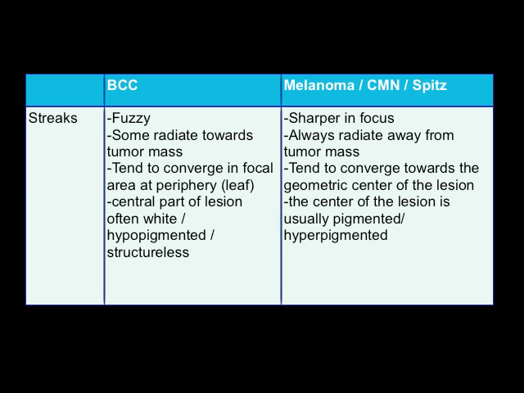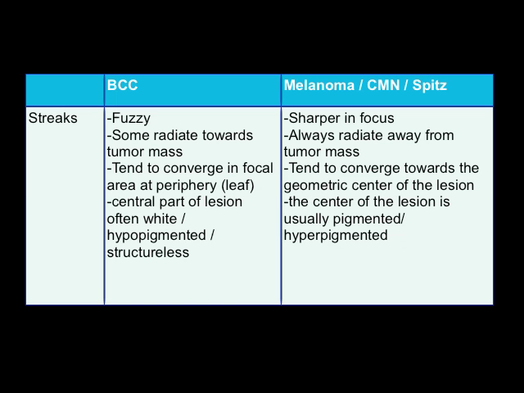In basal cell carcinoma, the streaks tend to be fuzzy and out of focus. Some of them will radiate towards the tumor mass. They tend to converge towards a focal area at the periphery, creating the so-called leaf-like structure, and the geometric central portion of the lesion is often white or hypopigmented and structureless.